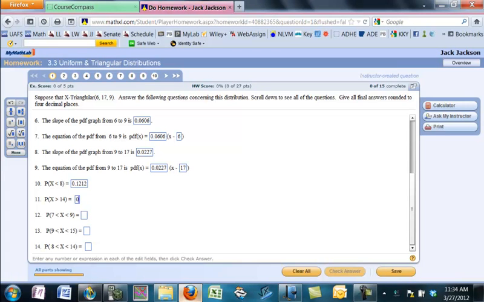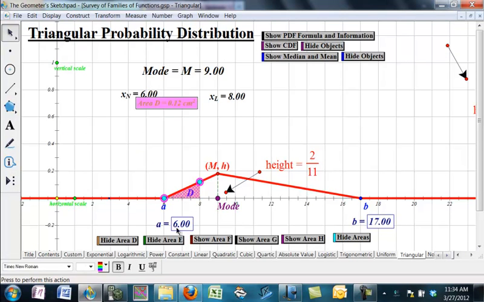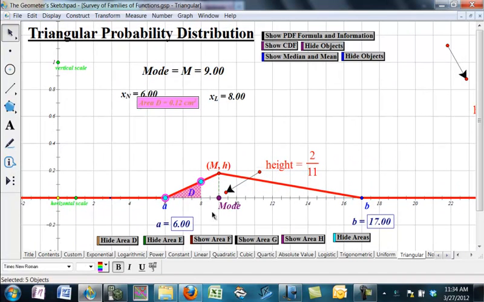Okay, between 7 and 9 this time. Okay, so let's see if we can see that. Okay, 9 is here, 7 is about here. So we've got an area that looks like this.